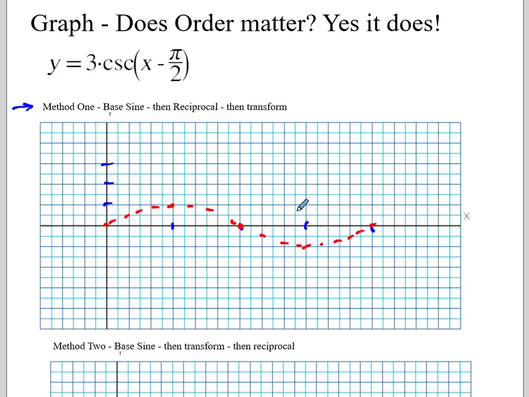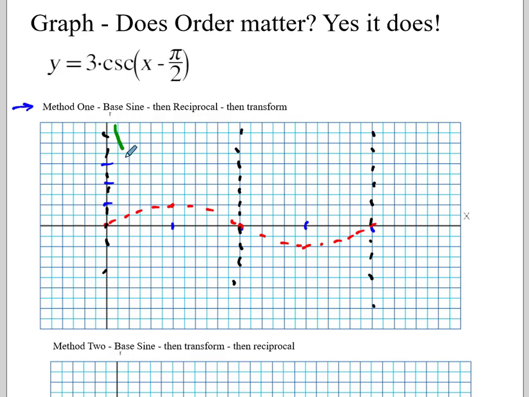There's my base curve for sine. Then I'm going to find the reciprocal, the 1 over. Wherever there are x-intercepts, there are asymptotes. So I'm just going to draw those in there right now to help remind me of the confinement of the graph. And then I'm going to graph, I'll use green.